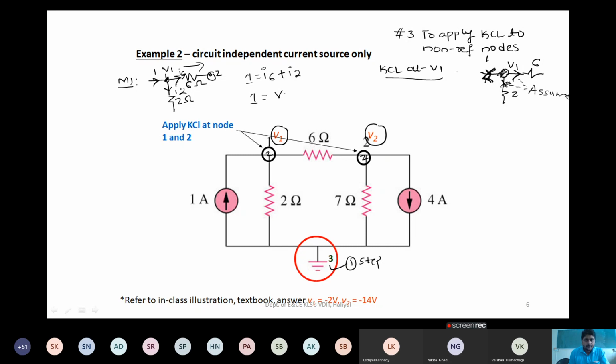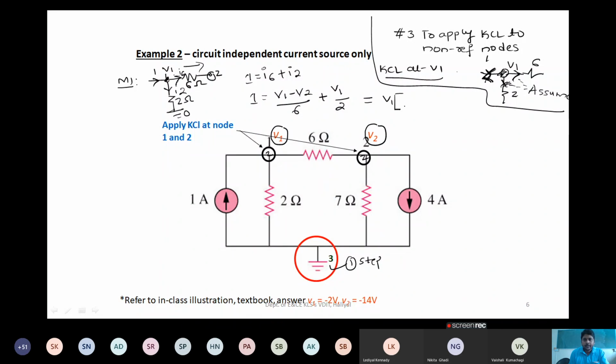So here it will be V1 minus V2 divided by 6 plus, what is I2? I2 is this current. It is connected to ground. So this is ground, and ground potential means it will be 0. So it will be V1 minus 0, or simply you can write V1 divided by 2. And this turns out to be as follows.